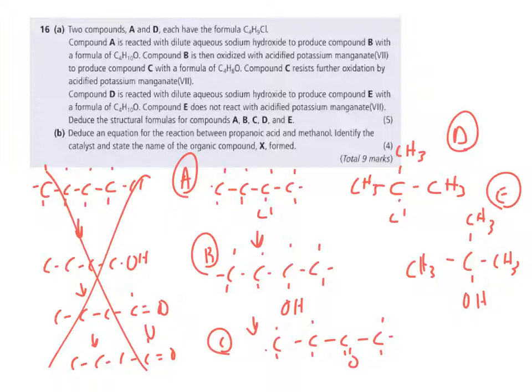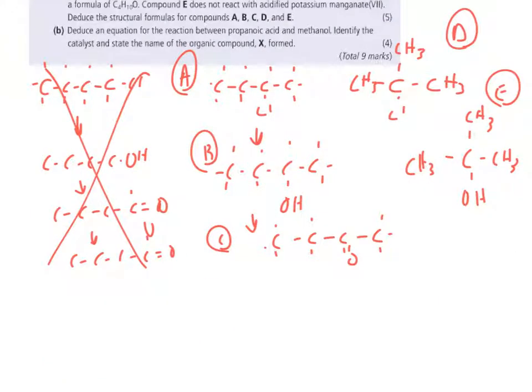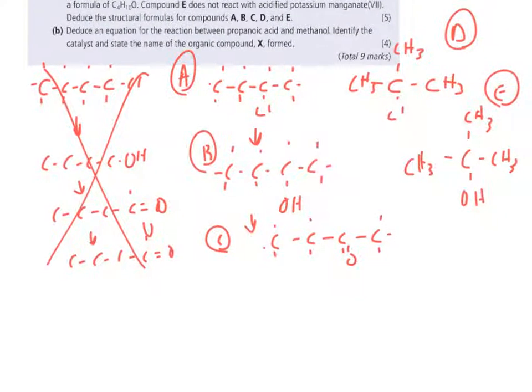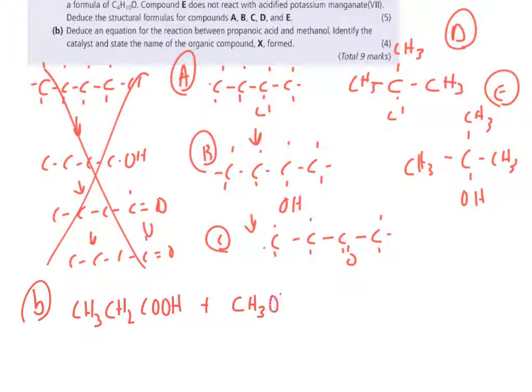And then B says, deduce an equation for the reaction between propanoic acid and methanol, identify the catalyst, and state the name of the organic compound X formed. So let me just pause and move this up a little. So propanoic acid, mice eat peanut butter. So this is part B here. Grab my pen again. So it's going to be CH3, CH2, COOH. There's my propanoic acid. And then methanol is just going to be CH3OH.